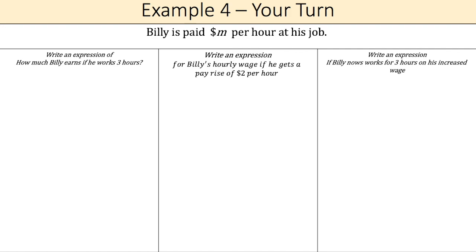So if you could pause the video and see if you could answer these questions right here. Give it a go. Let's now answer these questions together. So it tells us that Billy is paid $M per hour at his job. We first need to write an expression of how much Billy earns if he works 3 hours.